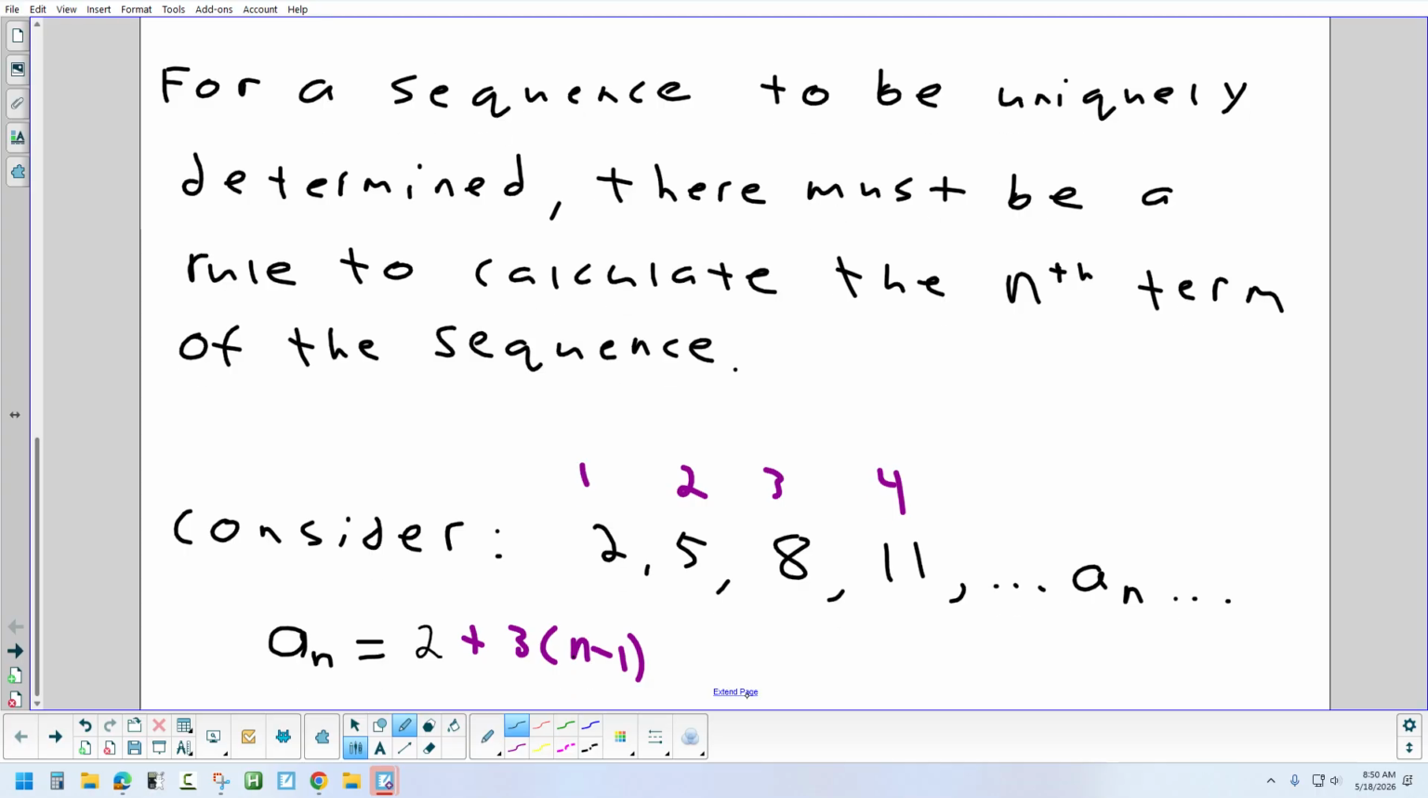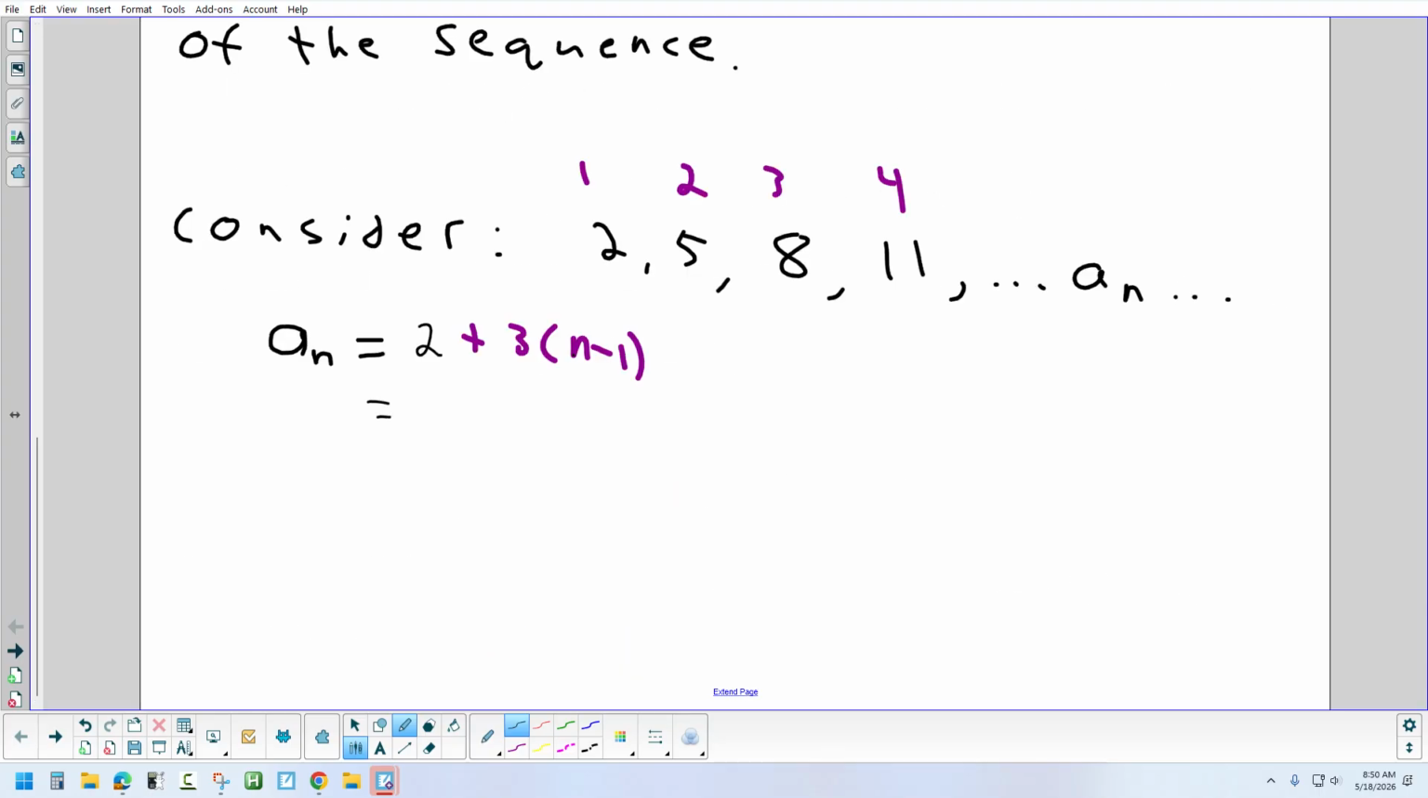So with that particular formula, we could simplify it a little bit by distributing out that 3 and then combine like terms. So 3n minus 1. So the pattern here is if you take the position of the term you're looking for, triple it, and then subtract 1.